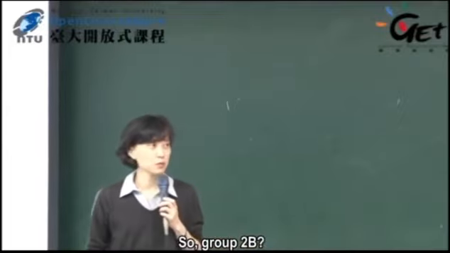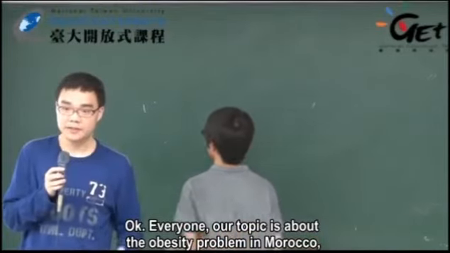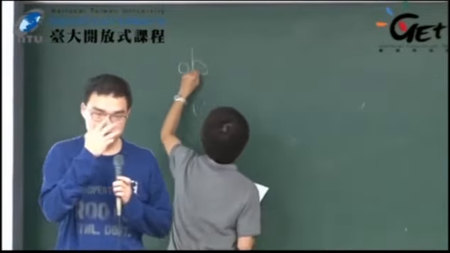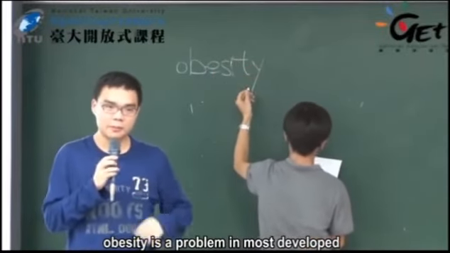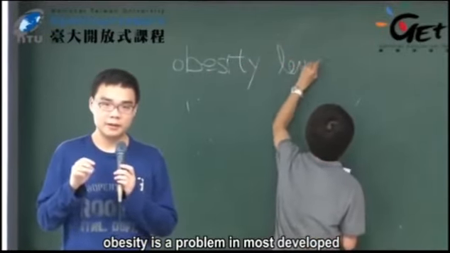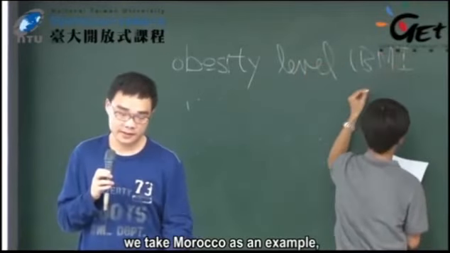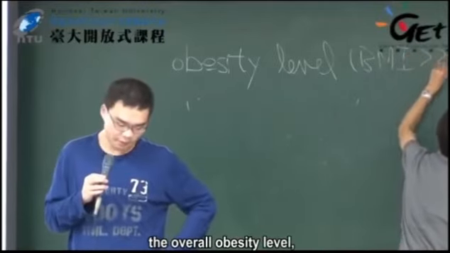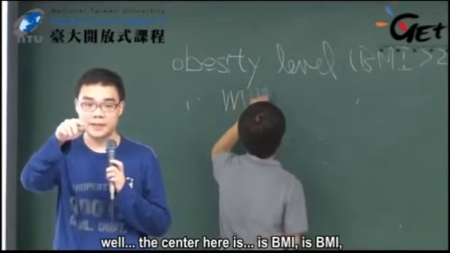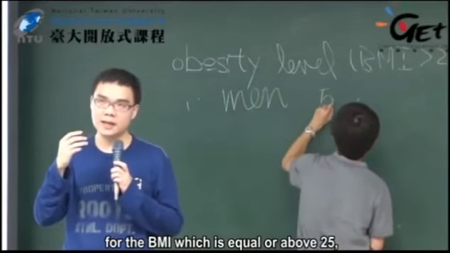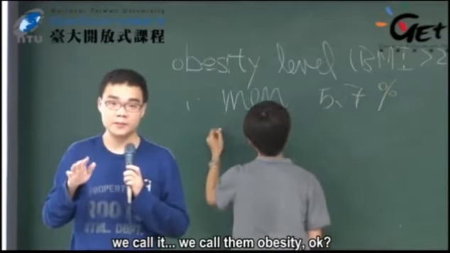So Group 2B. Okay, everyone, our topic is about the obesity problem in Morocco. Typically, obesity is a problem in most developed or developing countries. We take Morocco as an example. The standard here is BMI. For a BMI equal to or above 25, we call them obese.